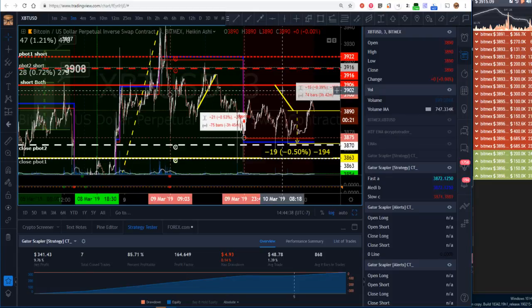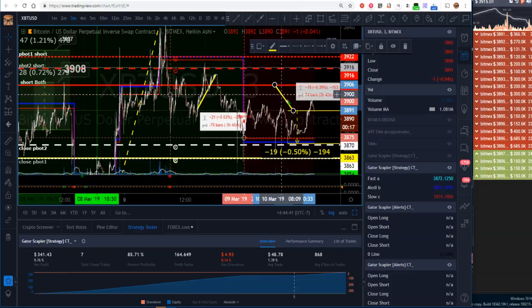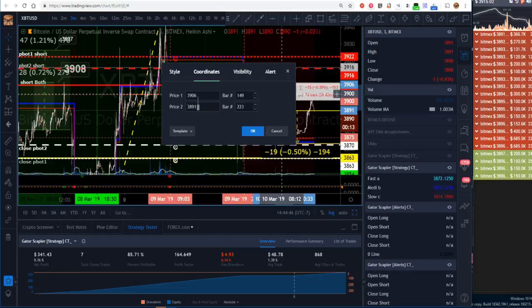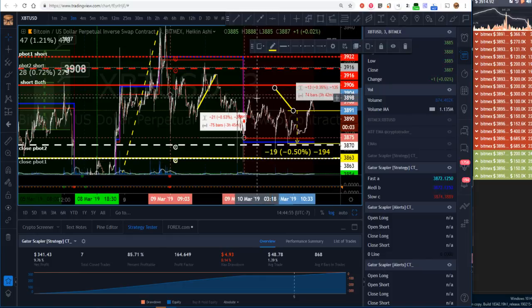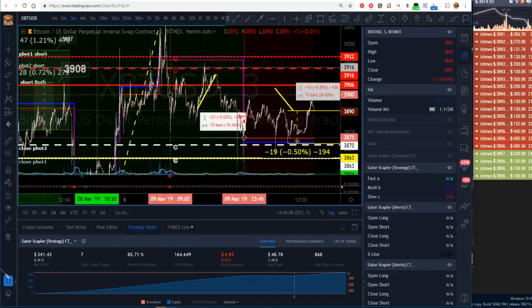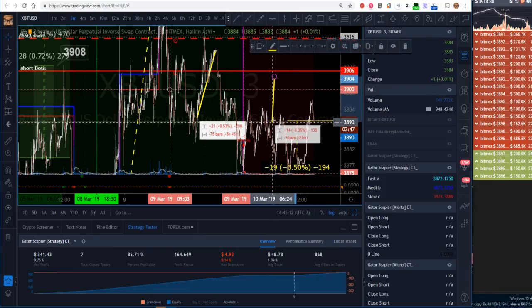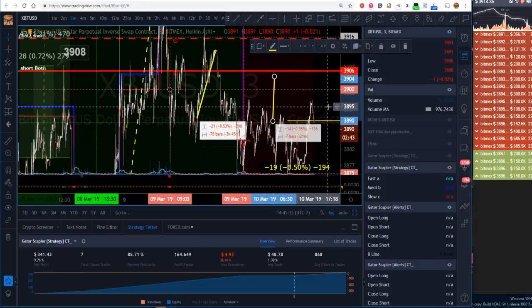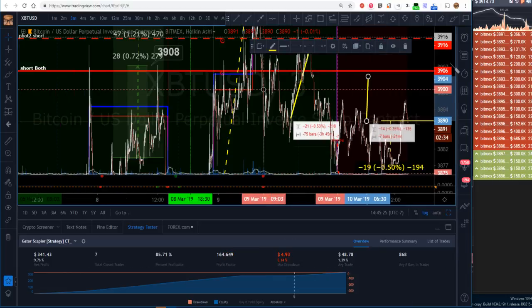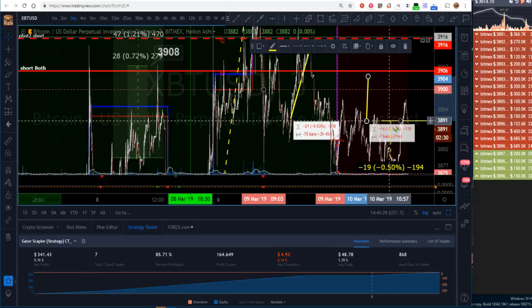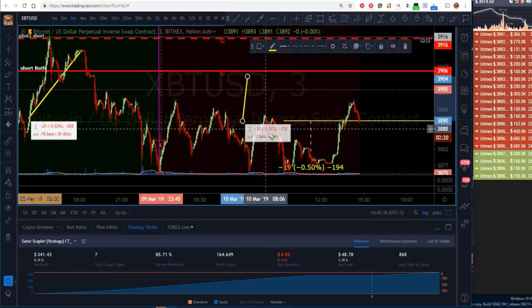$39.04. Coordinates. 39.04. All right, let's move this bottom one. All right, so that is a 35% move.